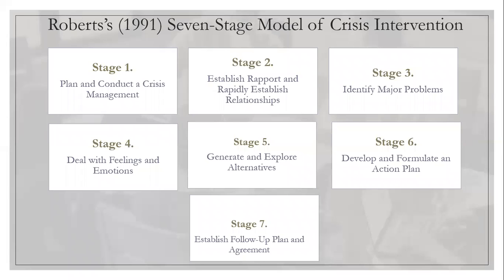So Roberts created the 7-stage model of crisis intervention in 1991. The first stage is stage 1, and it's the planning and conduct of crisis management. Stage 2 is establish rapport and rapidly establish relationships. Stage 3 is identify major problems. Stage 4 is deal with feelings and emotions. Stage 5 is generate and explore alternatives. Stage 6 is develop and formulate an action plan. And stage 7 is establish a follow-up plan and an agreement.